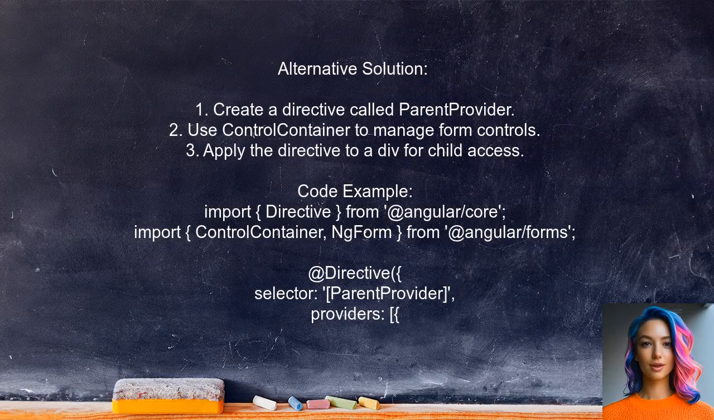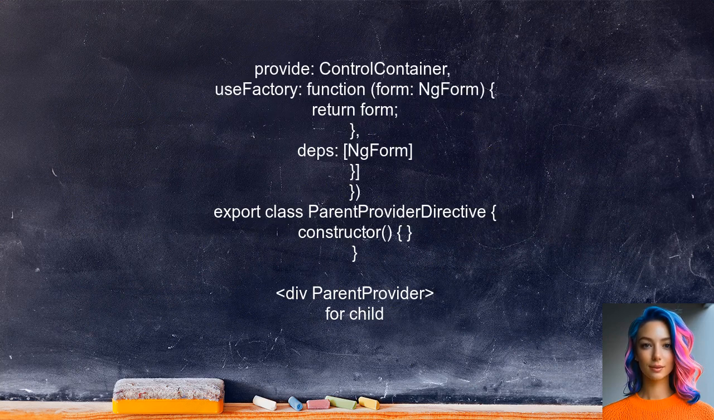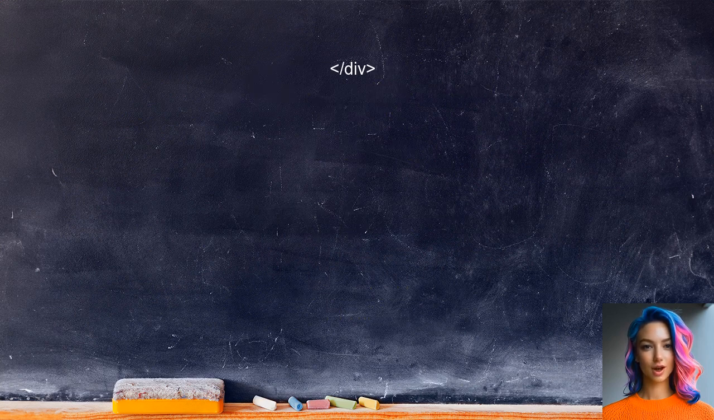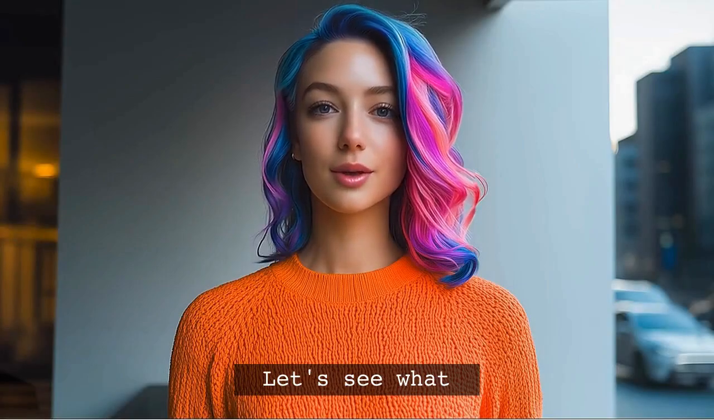Let's take a look at another answer from another user. An alternative solution provided by another user involves creating a directive called parent provider. This directive uses Angular's control container to manage the form controls in a parent-child relationship. By applying the parent provider directive to a div, it allows child components to access the parent form's controls seamlessly. That's all for that response. Let's see what someone else had to say.